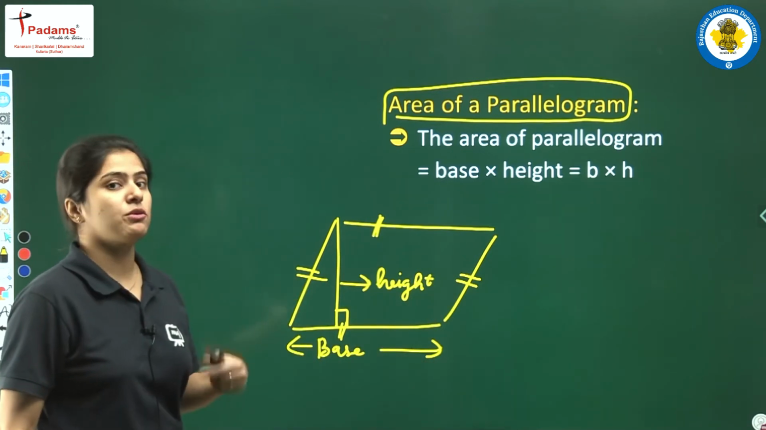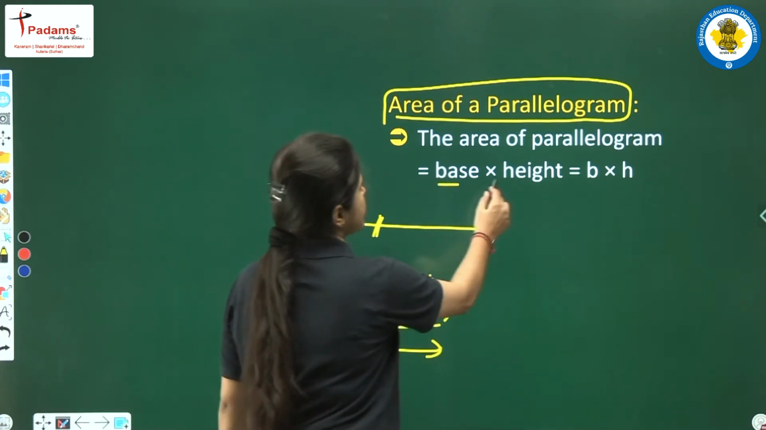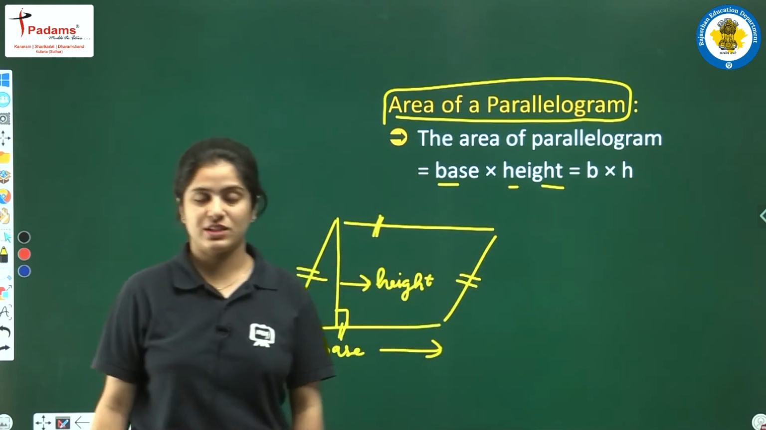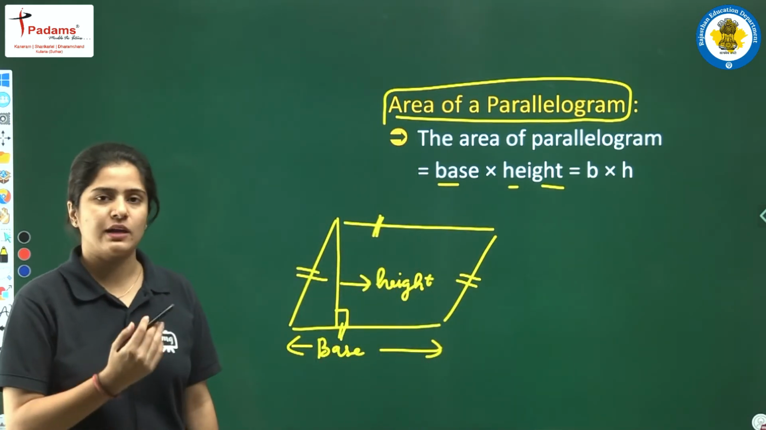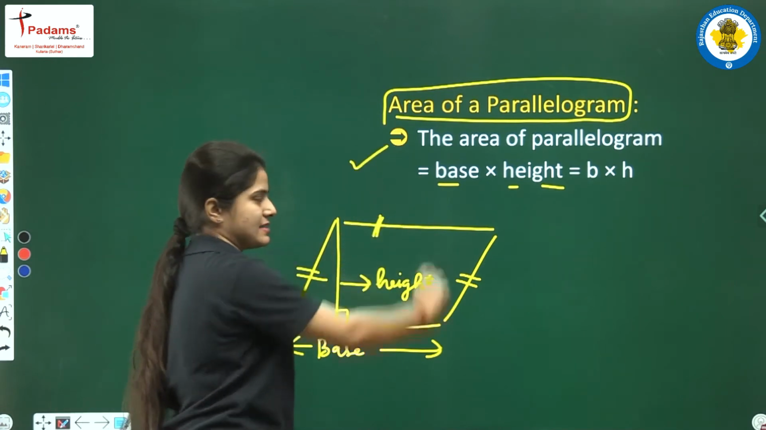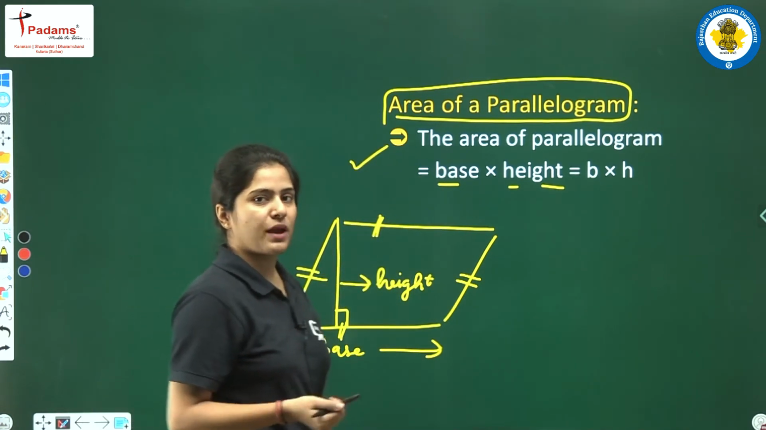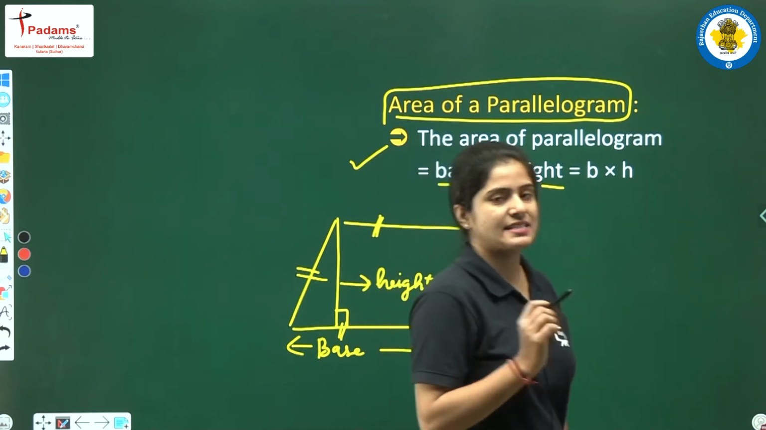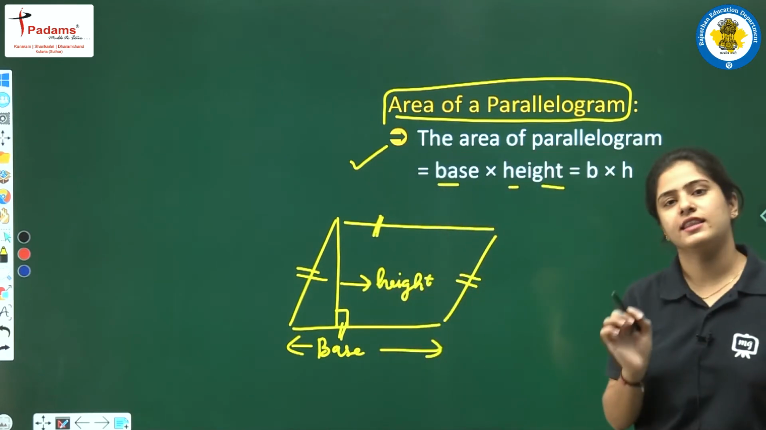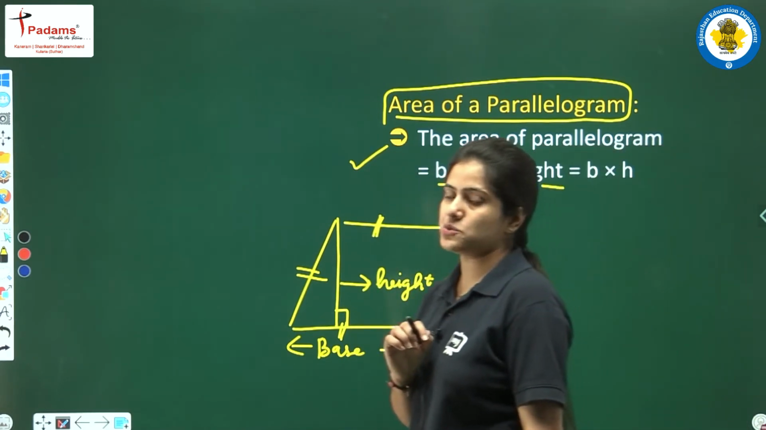So the area of the parallelogram is, students, base into height, that is B into H. This is the area of the parallelogram. This you need to memorize. Area of the parallelogram is equal to base into height. This is the formula of finding out the area of the parallelogram, right students?